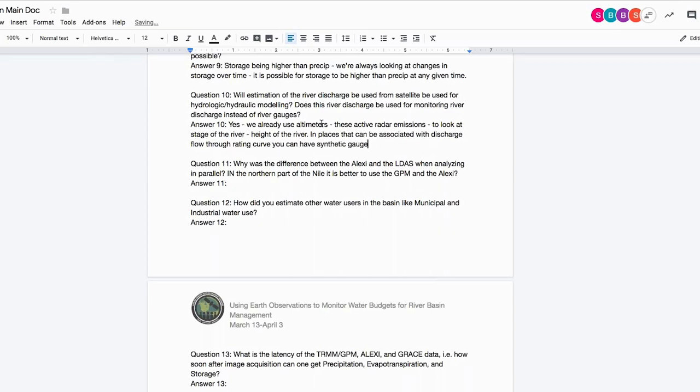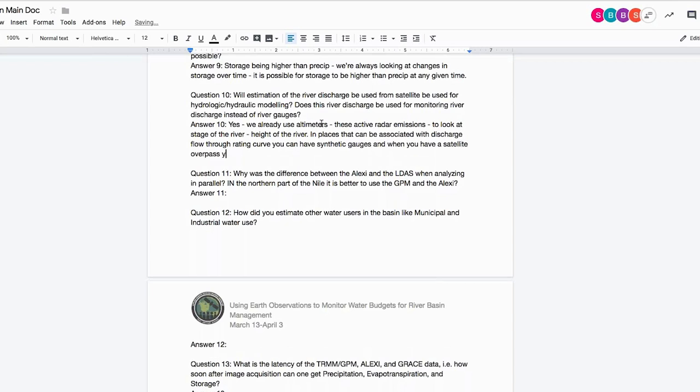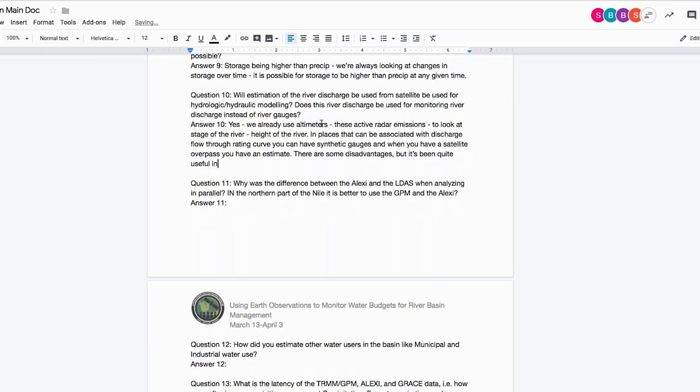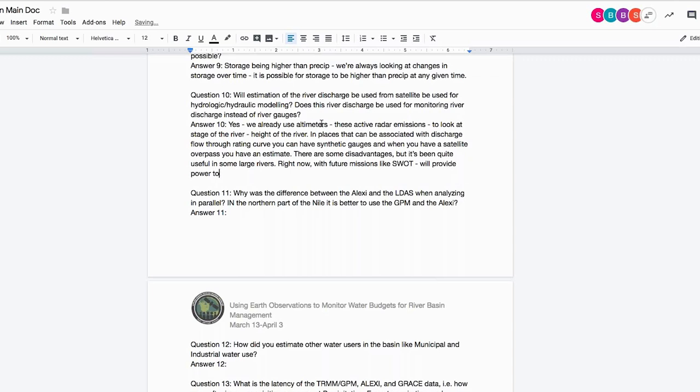So that's done. Obviously, in situ data has certain advantages, in that the satellite is not always there and there's some uncertainty. But it's been quite useful in some large rivers. Right now, the radars are resolution limited, but the future mission, the SWOT mission, the Surface Water Ocean Topography mission, which will be going up hopefully quite soon in the next few years, will provide power to do that kind of altimetry on much smaller rivers. And when we can do that, then hopefully we'll see a proliferation of these synthetic gauges where we're using satellite data just as the questioner suggests.